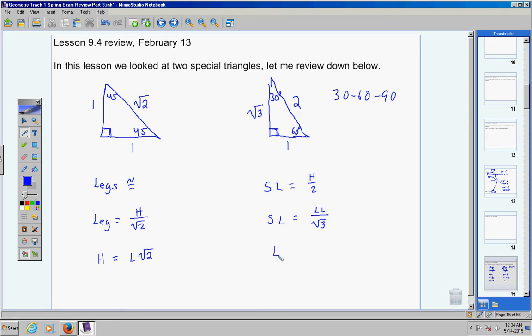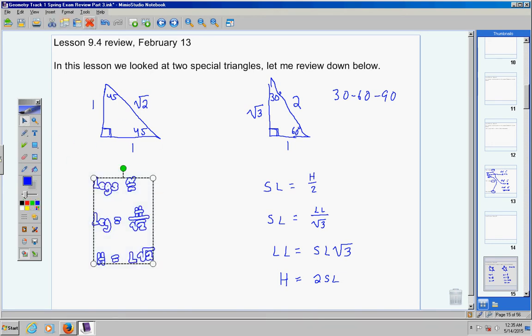Now the longer leg equals the shorter leg times the square root of 3. The hypotenuse equals 2 times the shorter leg. So, with this in mind, let me go ahead and copy this so I can take it from page to page.